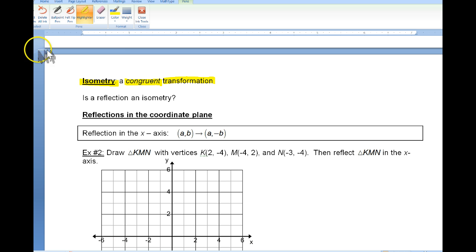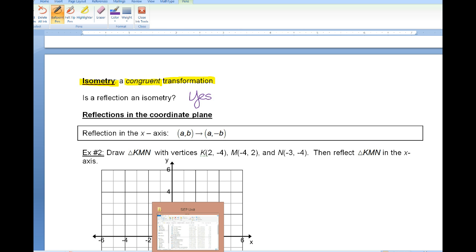So is a reflection an isometry? Yes. It's actually going to be like an always, sometimes, or never question. It could be, but I don't have any always, sometimes or never. Maybe I should throw in a bonus. Just kidding. Oh, bonus. Yeah, bonus is fine.